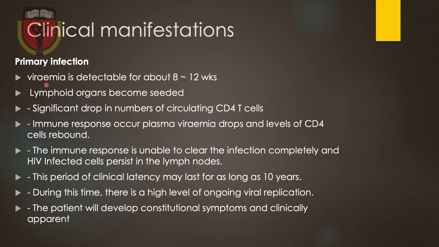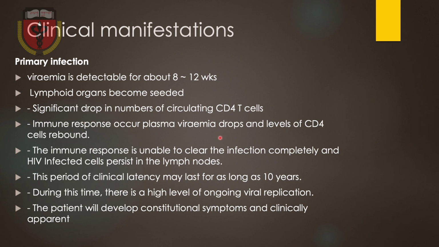Viremia basically is the virus in the blood, right? And someone is sick with sepsis with the virus. So viremia is detectable for about 8 to 12 weeks of initial infection. And then lymphoid organs will also get seeded with viruses by that time, because the virus replication is really efficient. And so it goes into the lymphoid organs. And with the amplification, these two really go hand in hand. Once the viral amplification takes off, the CD4 T cell number would drop. So these two go hand in hand.